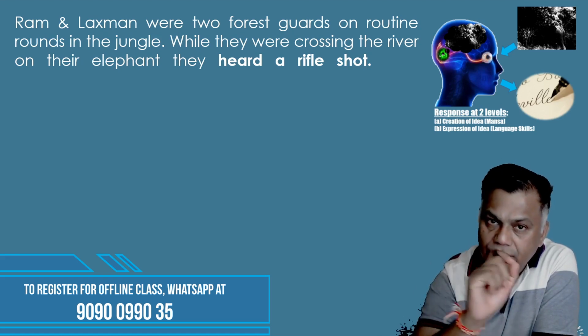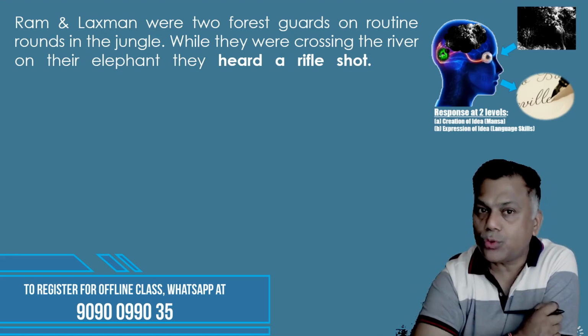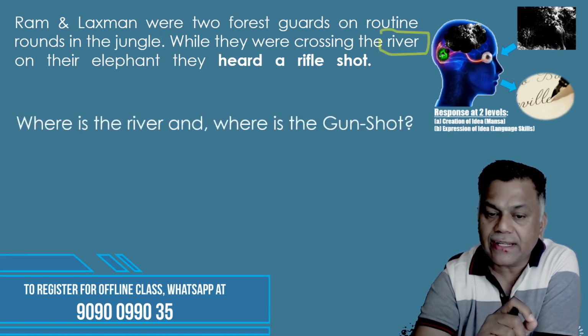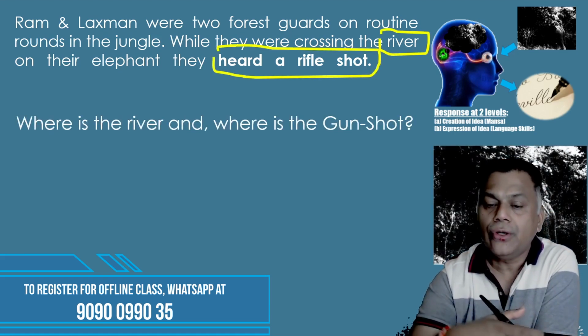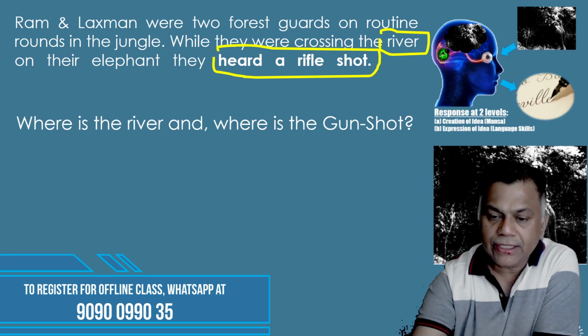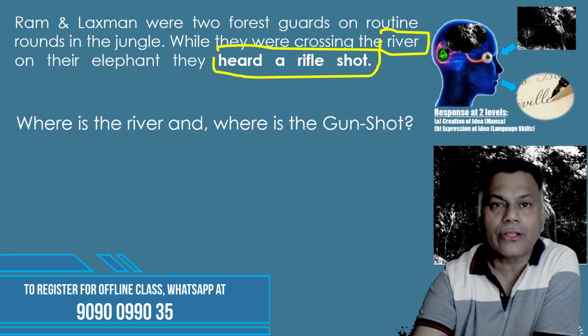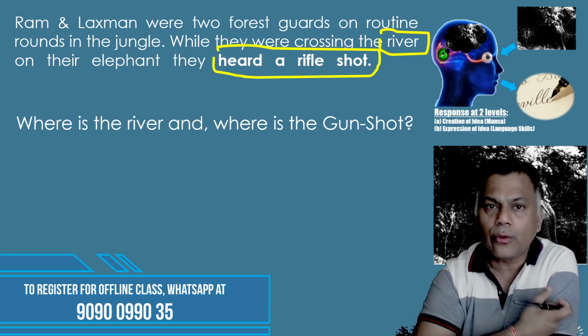This is the introduction of the situation that needs to be handled. The question is, where is the river and where is the gunshot? Because this is the given picture. In this given picture, all you can see is an elephant walking through the forest. One person is sitting looking backward, and there we assume one looking forward.